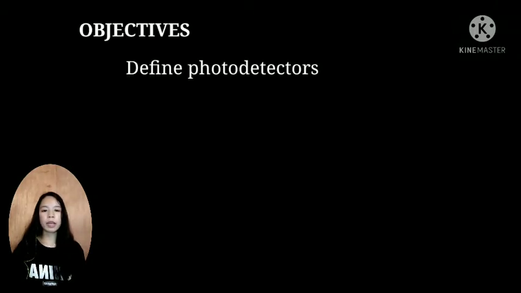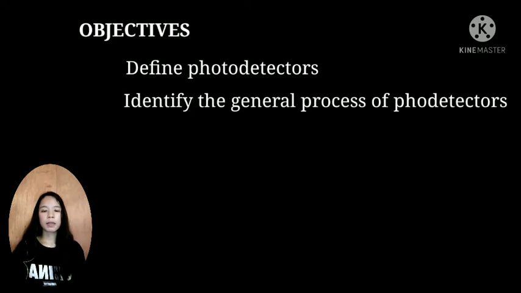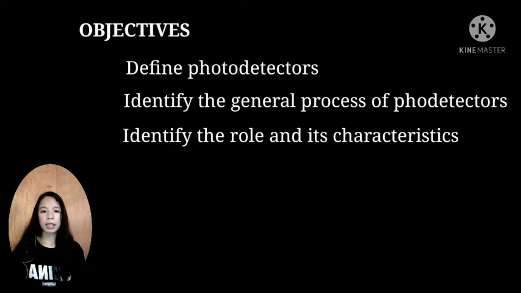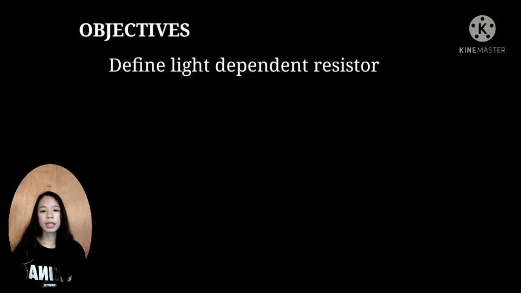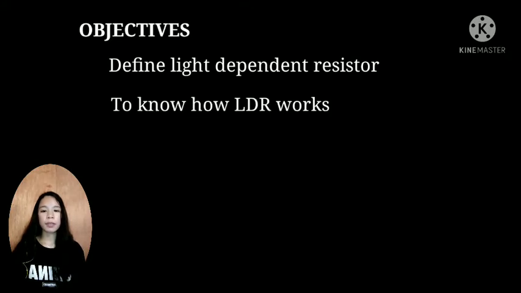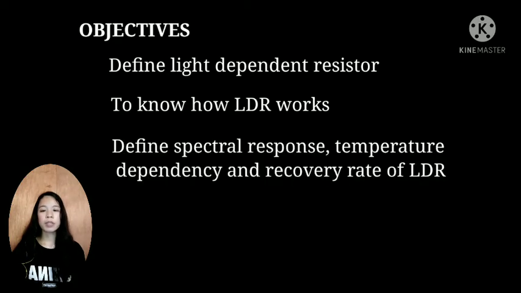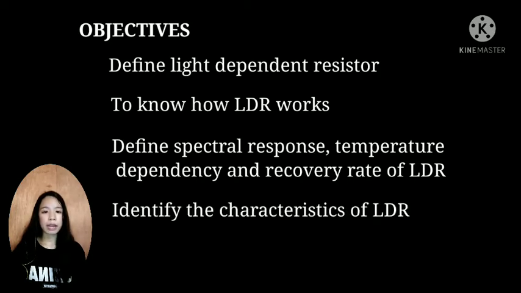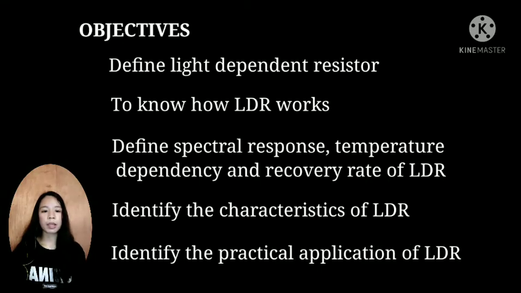First, we will be defining photodetectors, identify its general process, identify the role of photodetectors and its characteristics, define light-dependent resistor, to know how light-dependent resistor works, define a spectral response, temperature dependency, and recovery rate of light-dependent resistor. We will be also identifying its characteristics, and lastly, we will be identifying the practical application of light-dependent resistor.